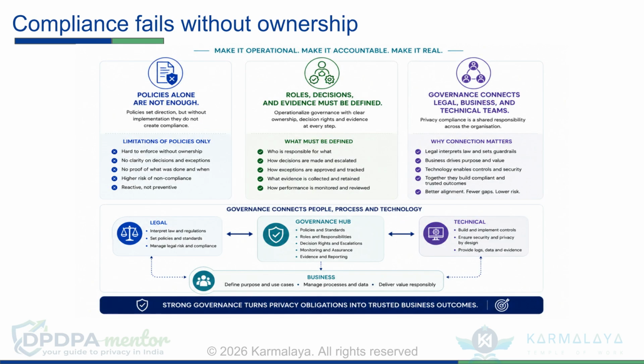Remember, compliance fails without clear ownership. You must define roles and decision rights to ensure governance connects legal, business, and technical teams effectively. Most compliance breakdowns happen not because the law is unknown, but because no one clearly owns implementation. Governance solves this by assigning responsibility, escalation, approval, and review across the organization.